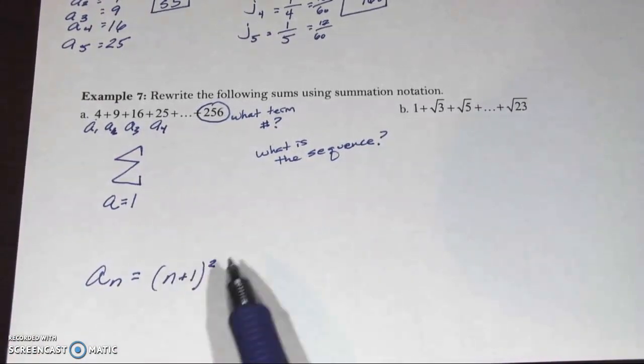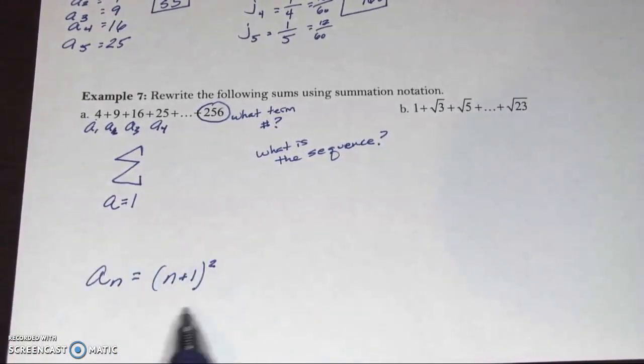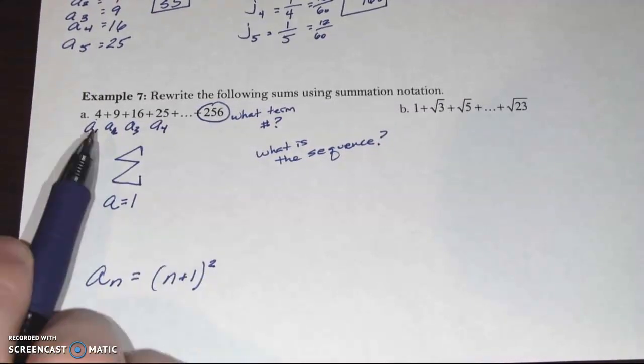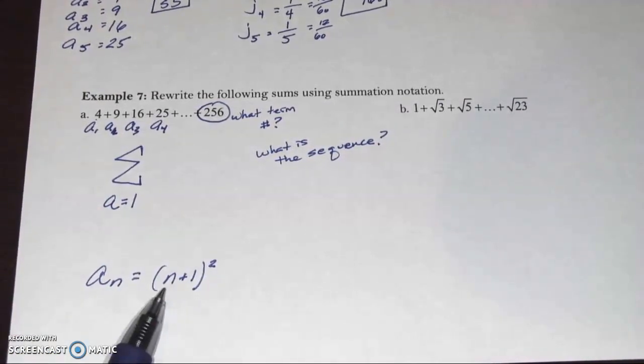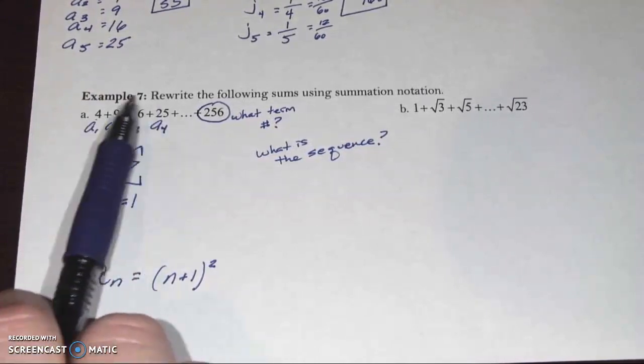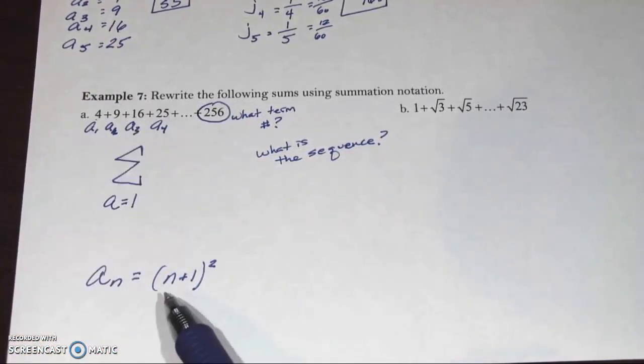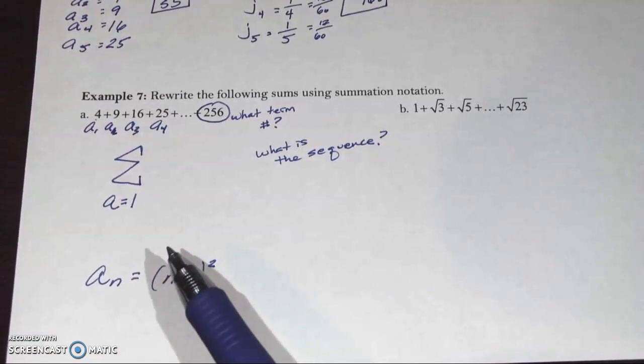My biggest recommendation when you're trying to come up with the explicit formula, after you're done, test it. Plug in a 1 here, a 2 here, a 3 here, and a 4 here, and figure out whether you get these terms. If you do, your formula has to be right.